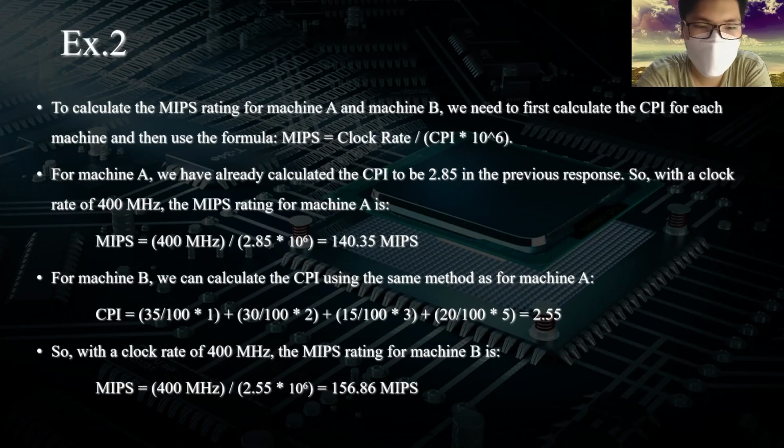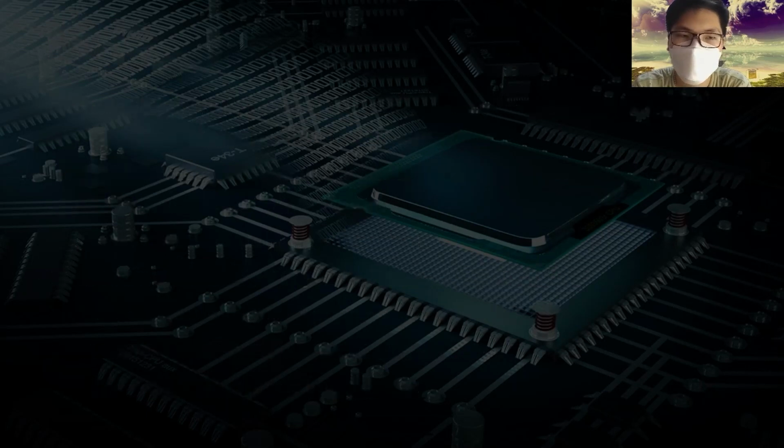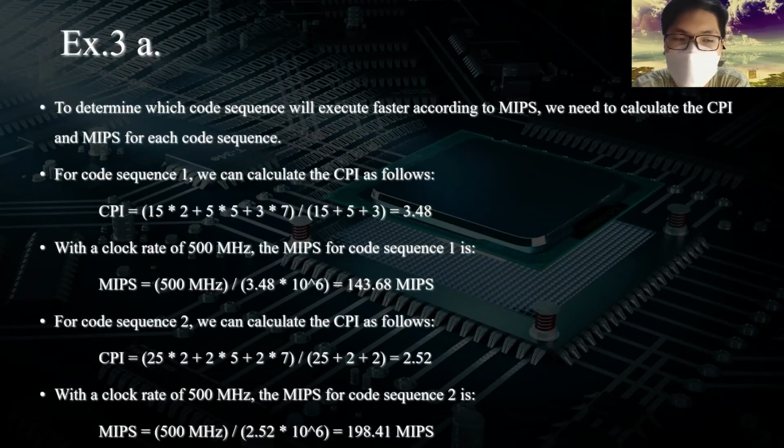For machine B, we can calculate the CPI using the same method as for machine A. CPI is equal to 2.55, so with a clock rate of 400 MHz, the MIPS rating for machine B is equal to 156.86 MIPS.